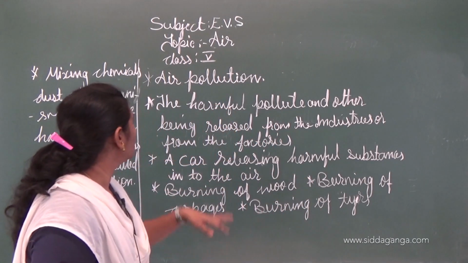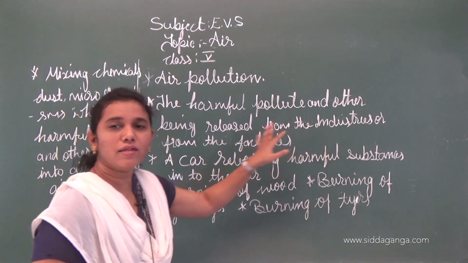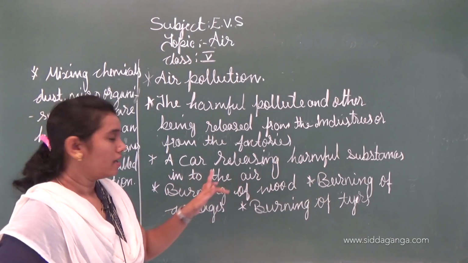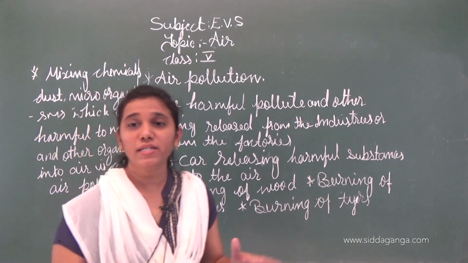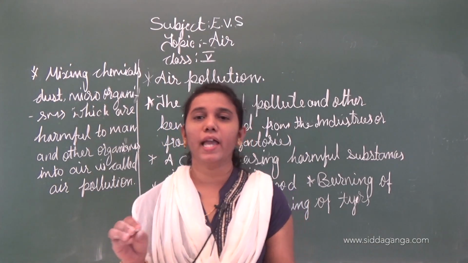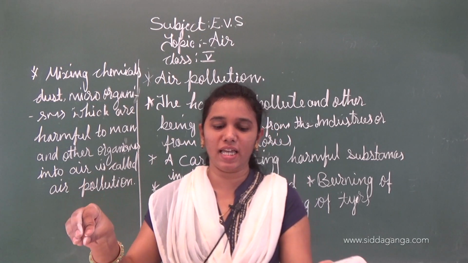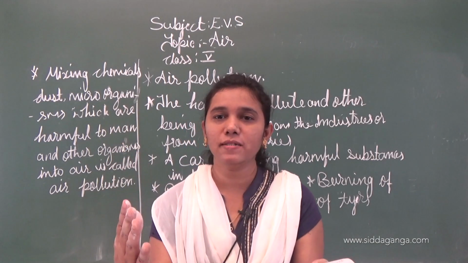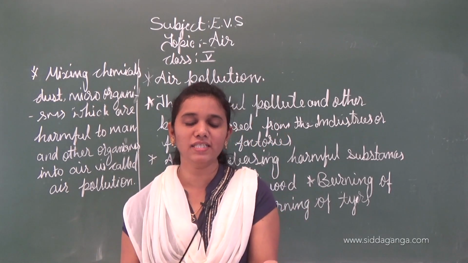Okay. How does air get polluted? The harmful pollutants and other substances released from the industries or from the factories release harmful substances into the air. Next, burning of wood, burning of garbage, burning of tires, bursting of crackers. Understood? Air gets polluted when chemicals and microparticles of smoke from industries and vehicles mix up with it.